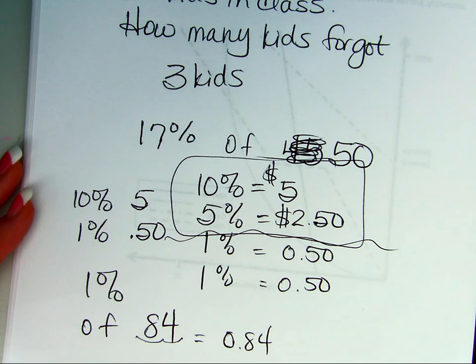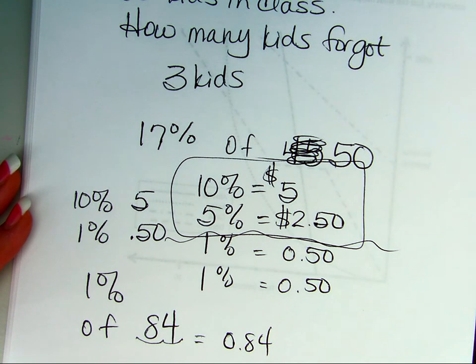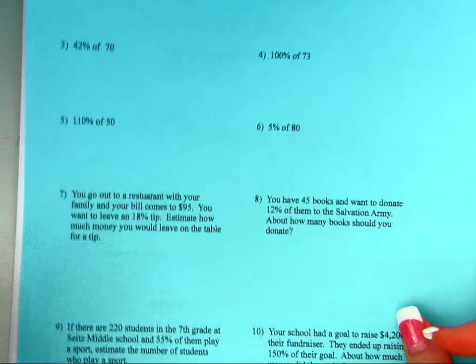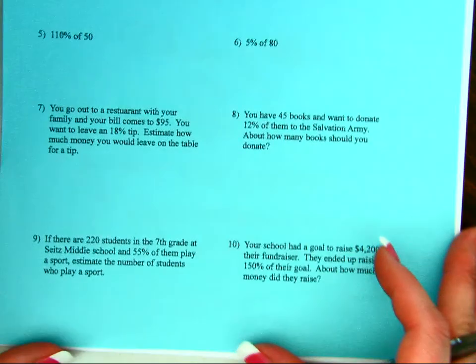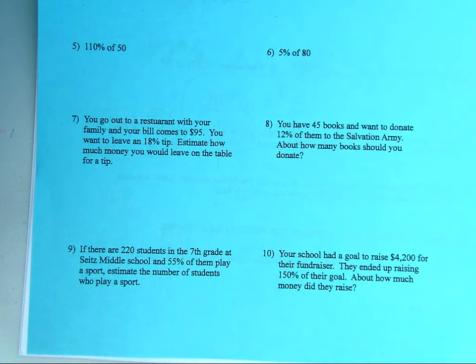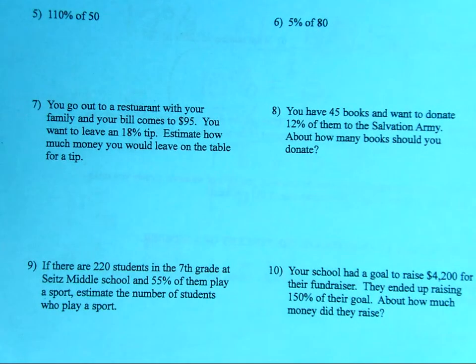Okay? Do you understand? So, you are going to be asked questions like this today. While I am passing this out, I'll give you a little sneak peek. You have 45 books. You want to donate 12% of them to the Salvation Army. So how many books do you need to give them? Or your school has a goal to raise $4,200. You end up raising 150% of your goal. That means you raised more than the $4,200. You raised all $4,200 and then 50% more of it. Okay?